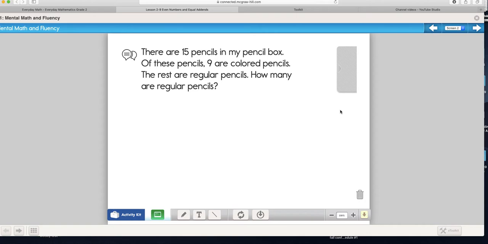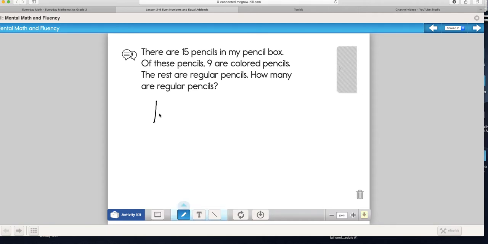Okay. All right, let's figure this one out. There are 15 pencils in my pencil box. Of these pencils, 9 are colored pencils. The rest are regular pencils. How many are regular pencils? So, Jake, how could we start this one? How would you solve this one? What would you start with?